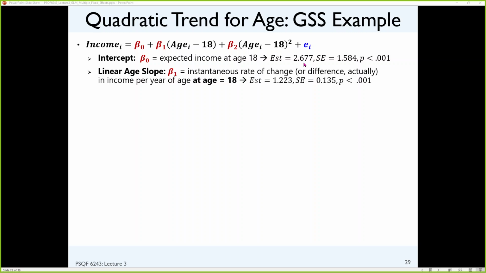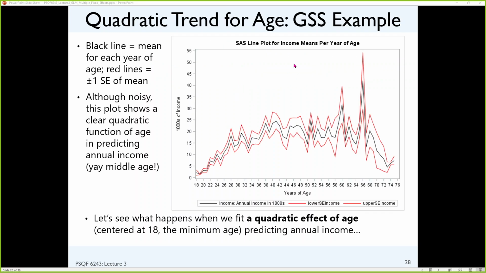So it was $2,677 on average. The linear slope then is the instantaneous rate of change at the point of your variable being 0. So it's at age 18. In this model, it would also change if you centered somewhere else. From the picture here, here's my slope, right here at age 18. If I centered, say, at 46, the slope would be here instead. It would be flat.